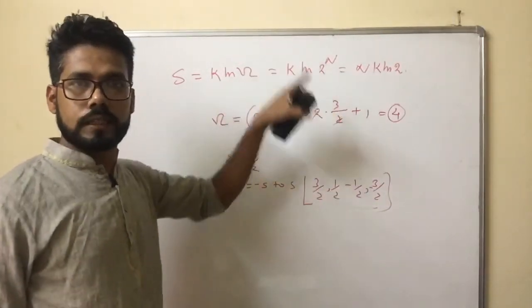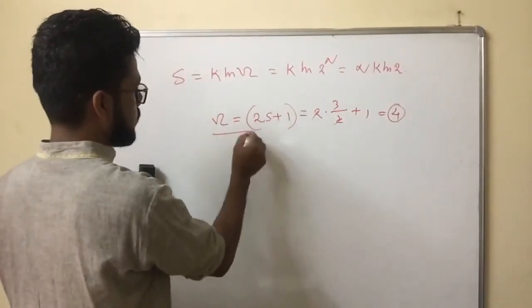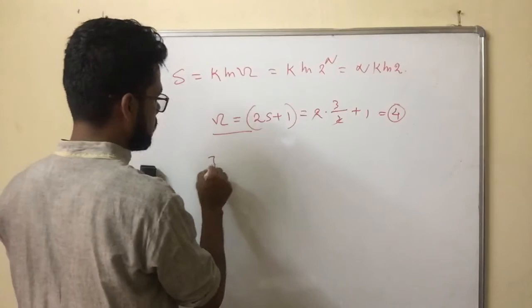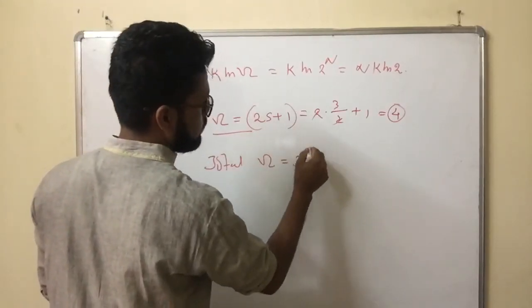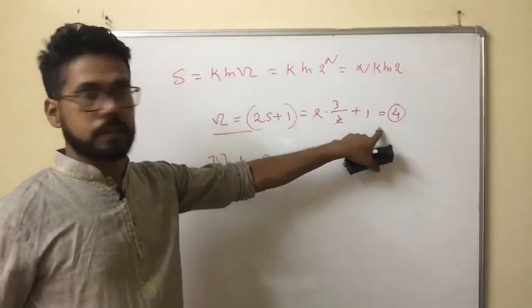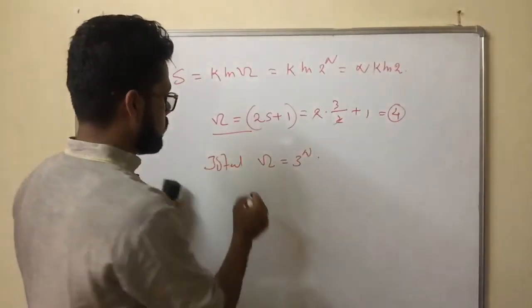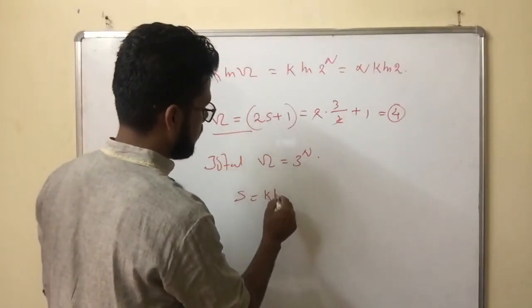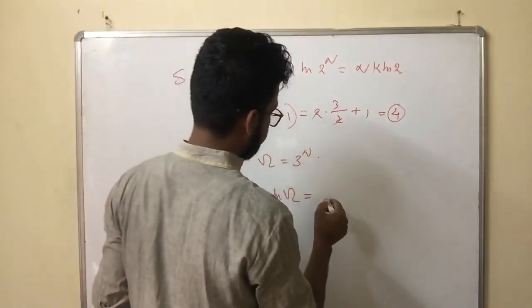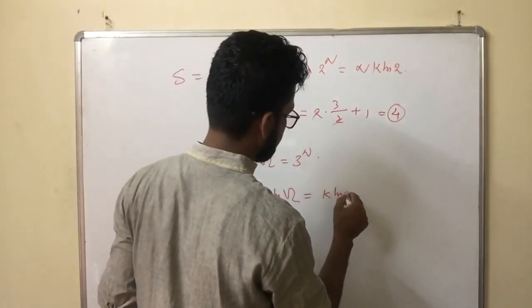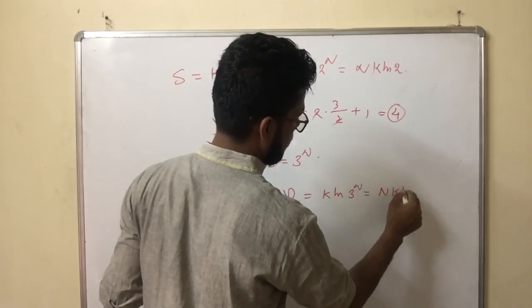Now you can calculate the entropy. For this type of particle, the total number of microstates will be 4 to the power n. First you find the microstates from the spin, then entropy equals k ln omega. This is the entropy formula. So it is k ln 4 to the power n, which is n k ln 4.